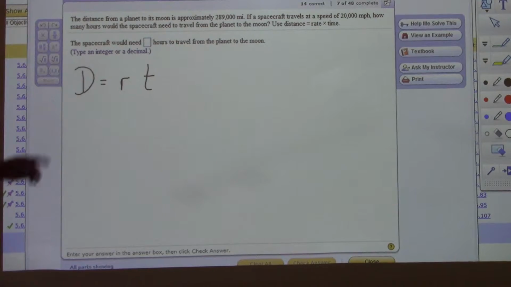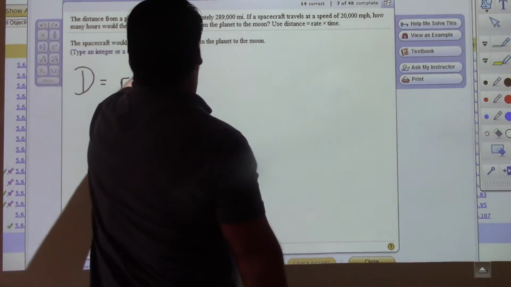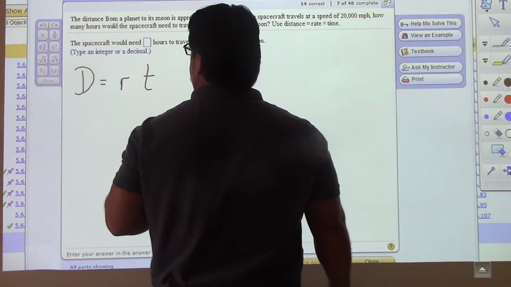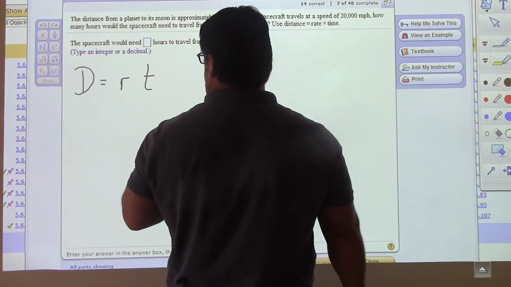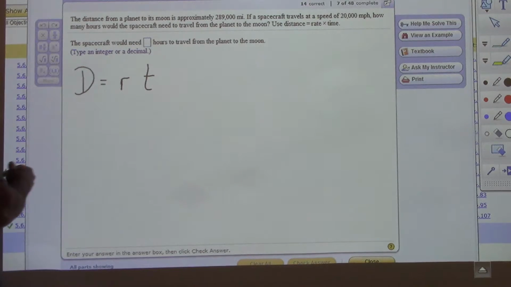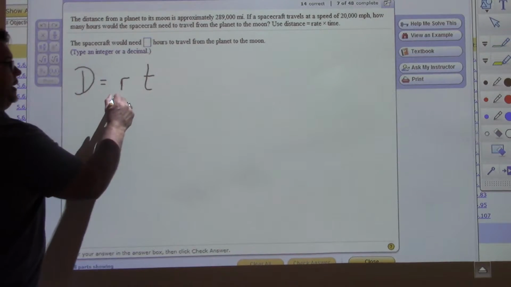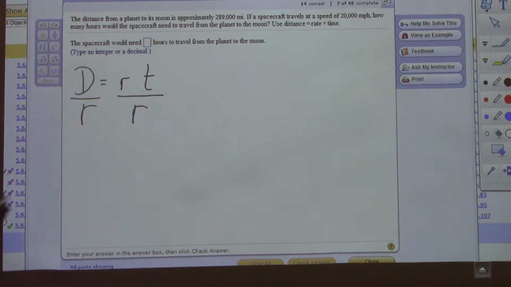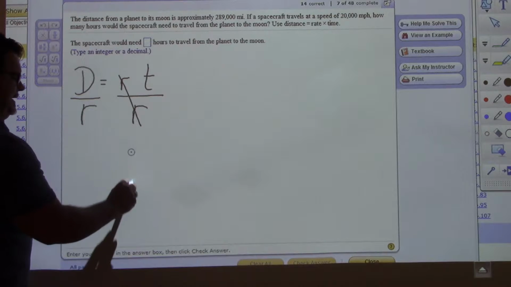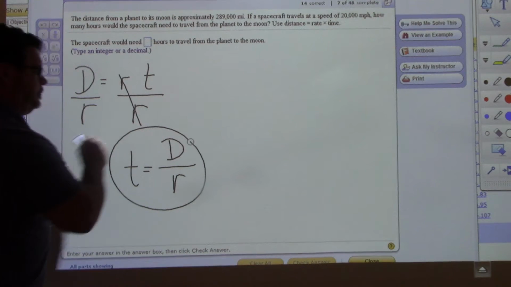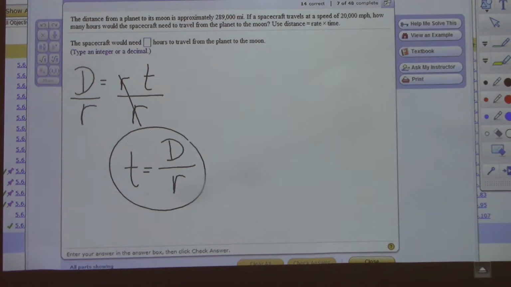So, the distance from a planet, and so on, says use distance equals rate times time. What do they want to know? How many hours? What is hours? Time. Time is not by itself. Divide by what? To get T by itself, divide by R. Distance divided by R, and the R's go out, and T is equal to distance over what? Rate. Or distance over speed.